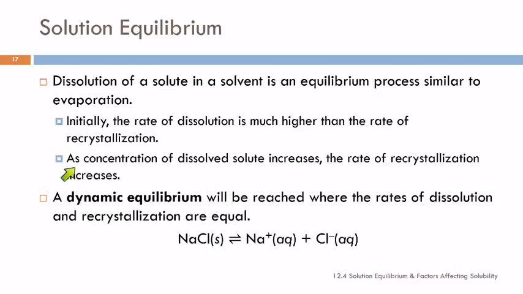As you get more and more solute that's dissolved, the rate of recrystallization increases. And we get to this state of dynamic equilibrium when those rates are equal. So, as an example, sodium chloride. The sodium chloride is dissolving into aqueous sodium ions and aqueous chloride ions. But these ions can recrystallize to form the sodium chloride again, and they will. And so we have this reaction going in both directions. Dynamic equilibrium is when the rates in both directions are the same. Any questions?